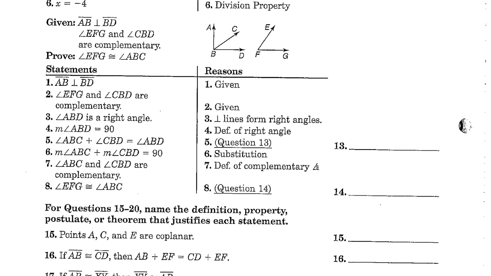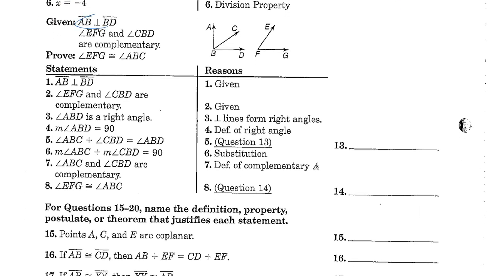All right. Down here, they started with a given, is perpendicular. Then they wrote the other given, that it's complementary. Both of those were given. And then we said perpendicular lines meet to form a right angle. That could have also been the definition of perpendicular lines, either one. Then it's saying a right angle is 90 degrees. That's the definition of a right angle.